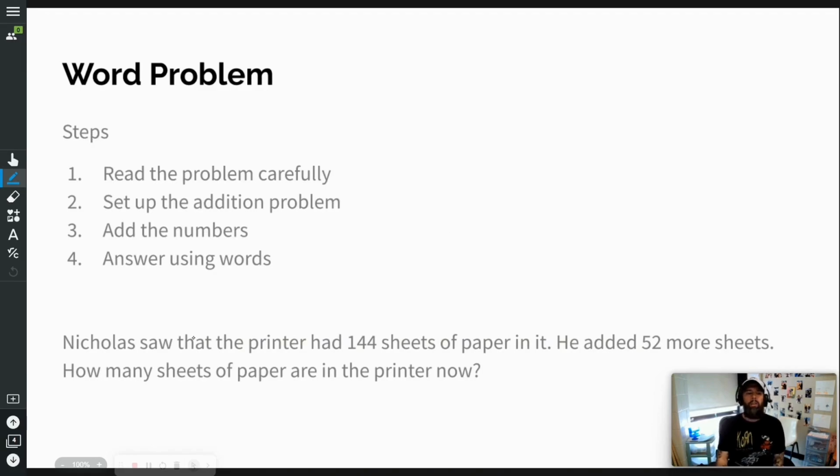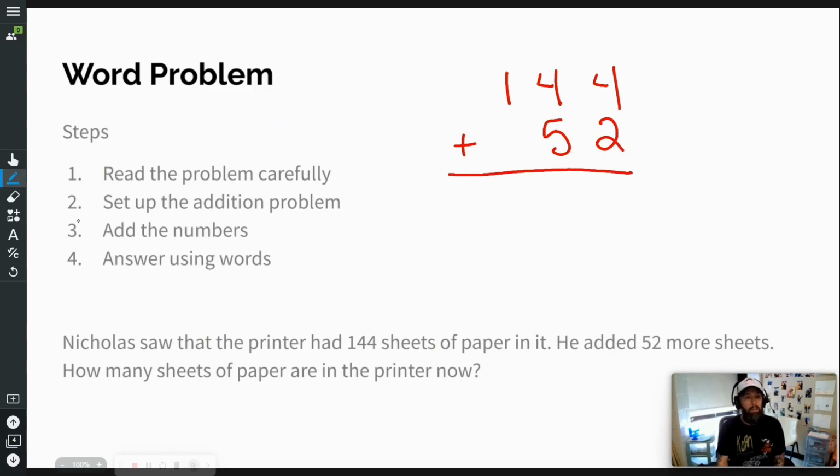So we have this problem down here. Nicholas saw that the printer had 144 sheets of paper in it. He added 52 more sheets. How many sheets of paper are in the printer now? So he has 144. He adds 52. We're going to add these numbers up. So I'm going to write out 144, and we're going to add to that 52. Okay, so the 5 is in the tens and the 2 is in the ones, and everything is lined up the way it should be.